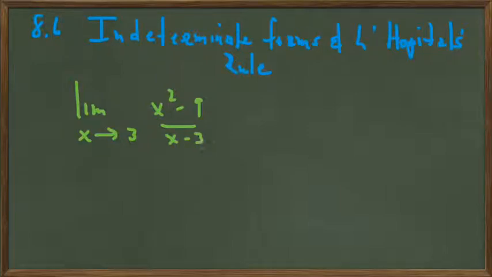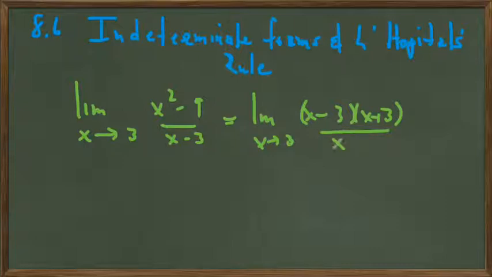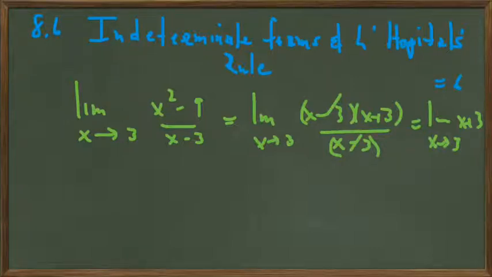And the way we did this was to factor the numerator, and then we could cancel out the problem factor in the denominator, the x minus 3 that was going to 0, and we got the limit as x goes to 3 of x plus 3, and we got an answer of 6. And so this wasn't a difficult problem to do, and this method was fine.